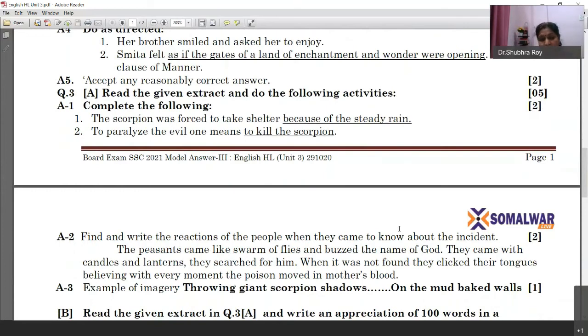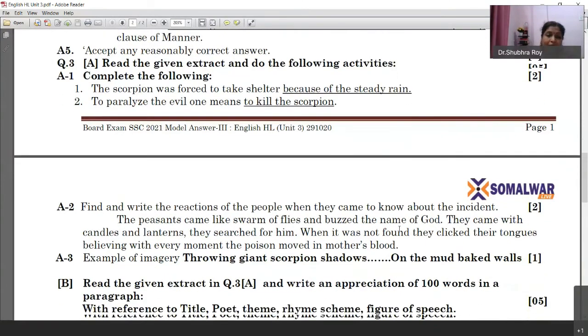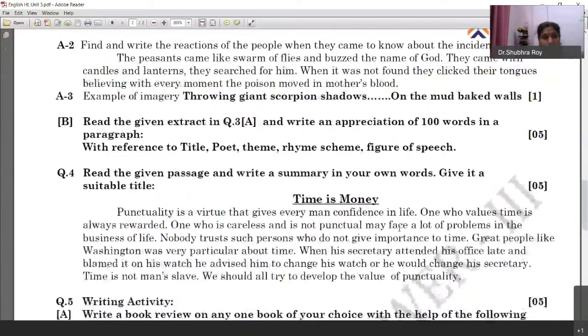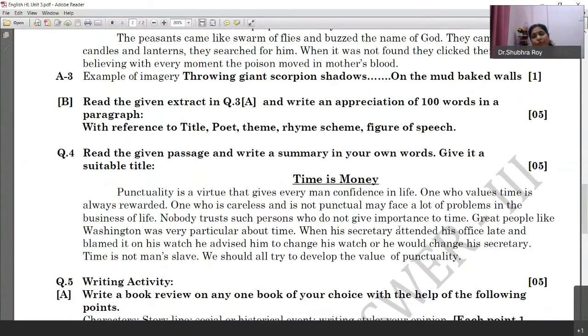So here activity 3, and the next question is based on appreciation. Points are already given, and you have been told how to write an appreciation in a proper paragraph. This is how you write an appreciation. Question number 4 is summary writing. In every paper I ask a summary because I know students are not able to write a summary perfectly. Therefore, for your own practice, I prefer to give more and more examples of summary in your activity sheet. And question number 5, writing activity: book review.